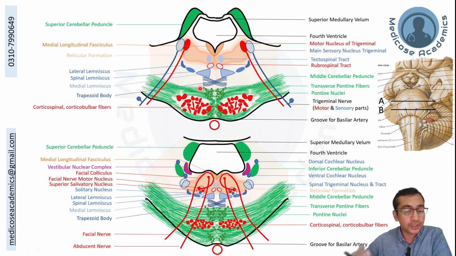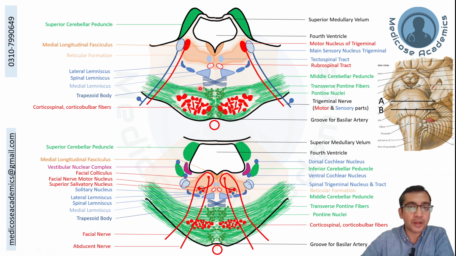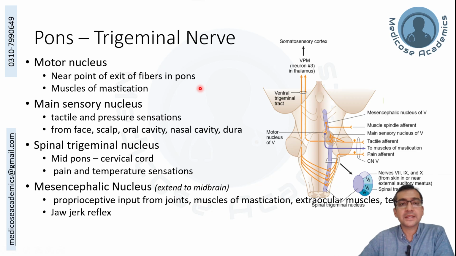You can pause the video here and take a screenshot if you like, and if you have any question you can mention it. But before I close the lecture, I would like to discuss two topics. First is the trigeminal nucleus. The trigeminal nuclear complex is a very complicated complex. It consists of four nuclei. The first is the main motor nucleus.